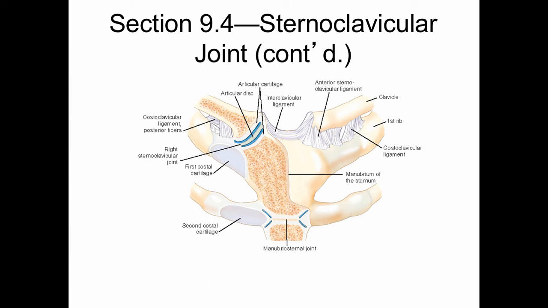In this anterior view of the sternoclavicular joints, the right joint is shown in a frontal section. The left joint remains intact. It is stabilized by its fibrous capsule, anterior and posterior sternoclavicular ligaments, the interclavicular ligament, the costoclavicular ligament, and by the attachments of the sternocleidomastoid, sternohyoid, and sternothyroid muscles.